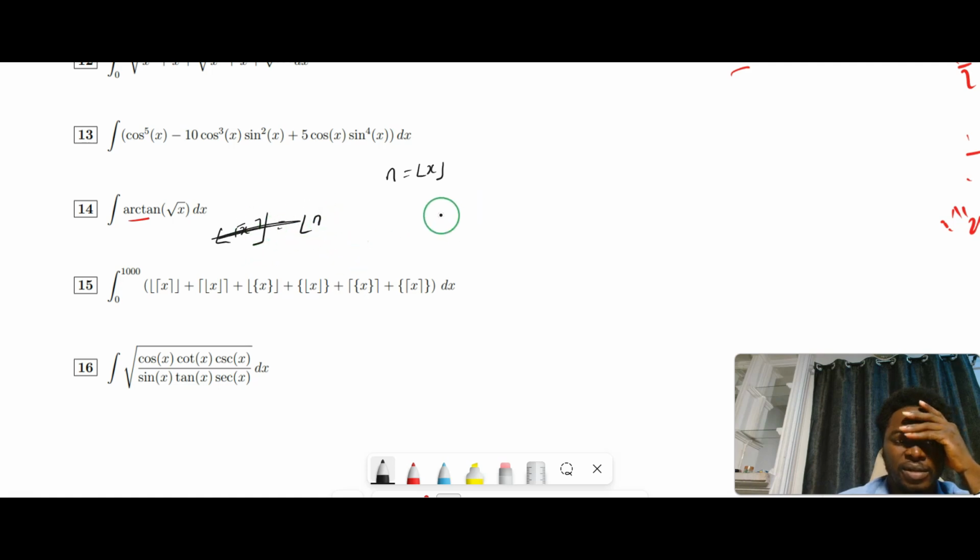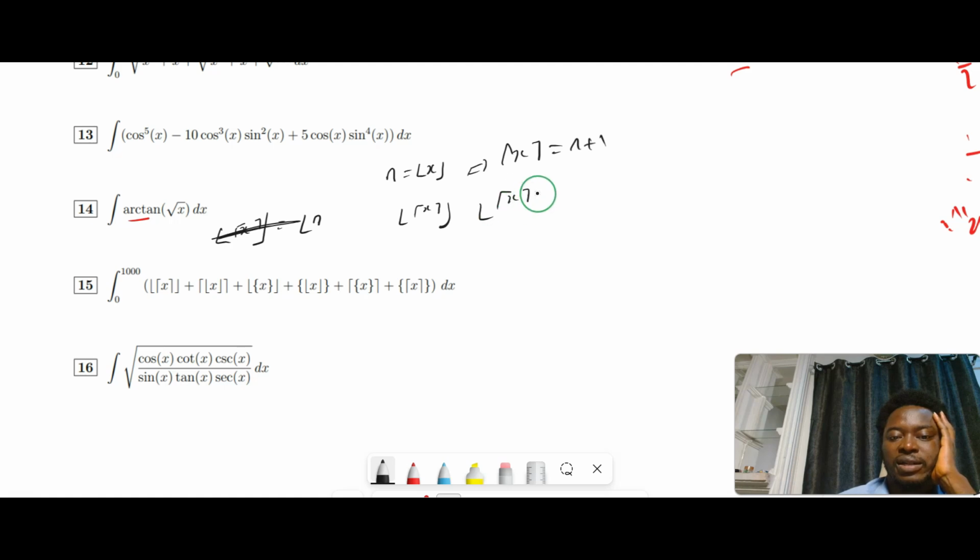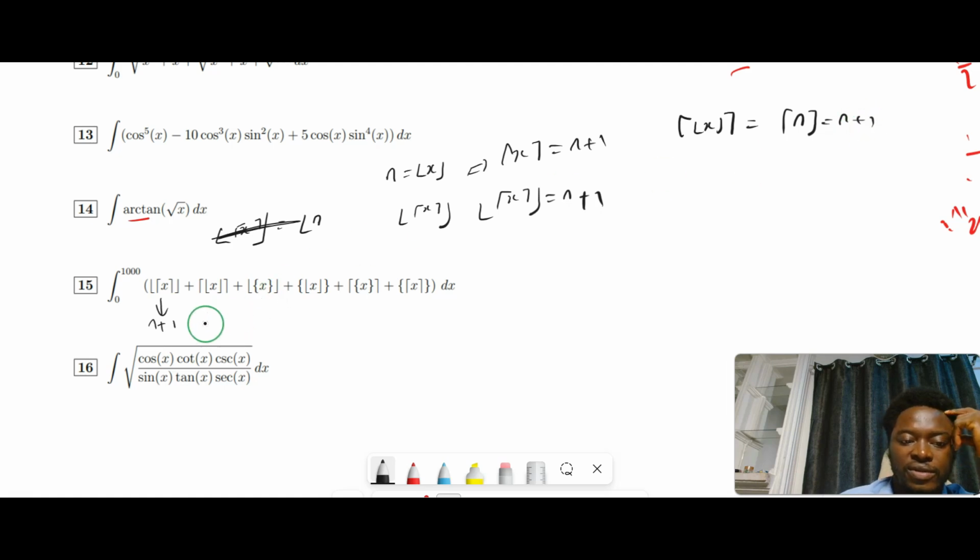Okay, wait. Do we have the floor of the ceiling of x? What is the ceiling of x? Since the floor of x is n, that means the ceiling of x is n plus 1. So the floor of the ceiling of x would be n plus 1. So this one is equal to n plus 1. What about the ceiling of the floor of x? Well, the ceiling of the floor of x is going to equal the ceiling of n, which is going to be equal to n plus 1. So you have also n plus 1.